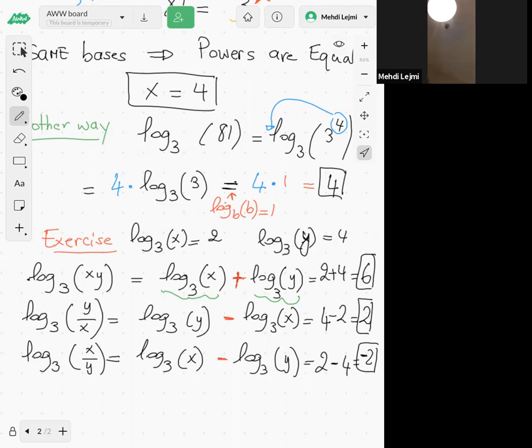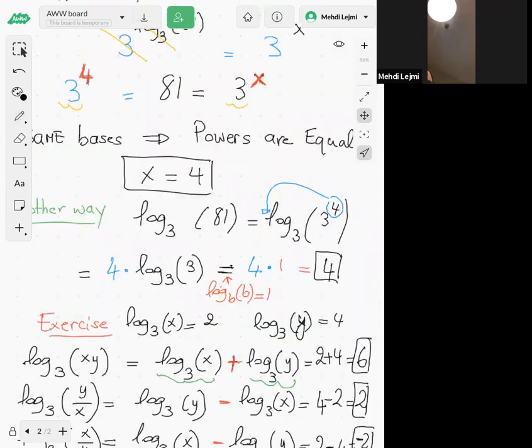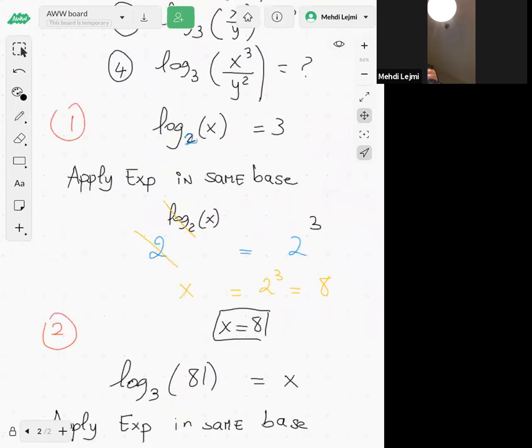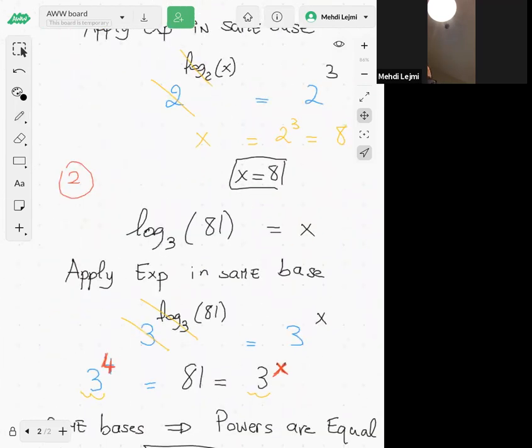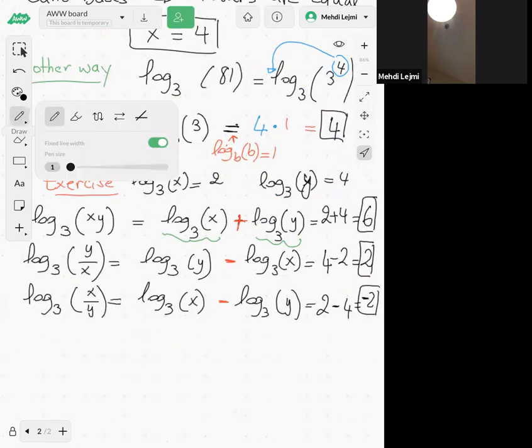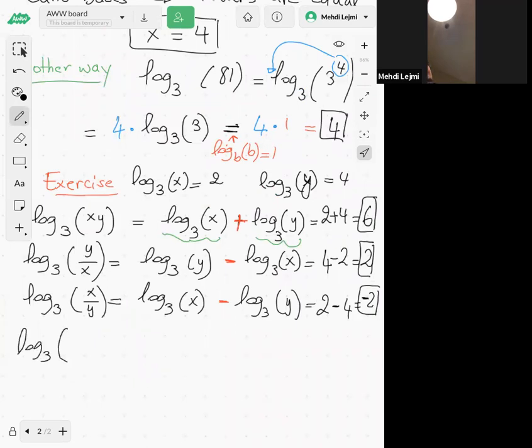Now, final one, we need to find log of x cubed over y squared. So last one here, log in base 3 again, but it's x cubed over y squared, right? So here we have powers of x and y, and we have a division, right? So x cubed divided by y squared.